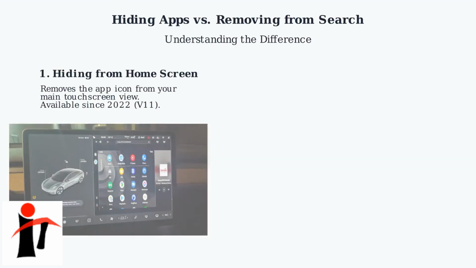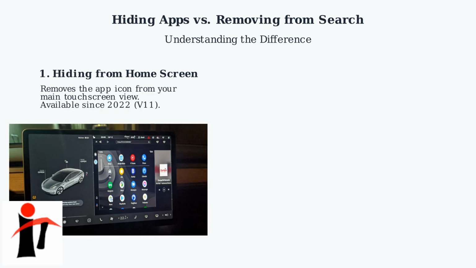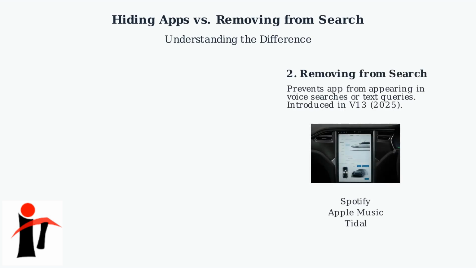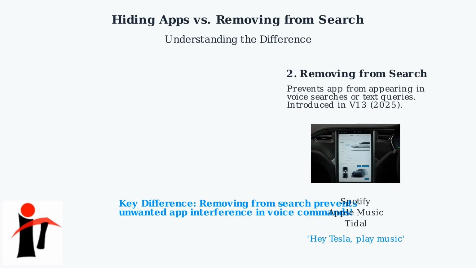There are two levels of removal in Tesla's infotainment system. Hiding an app from the home screen, available since 2022, simply removes the icon from your main touchscreen view. This reduces visual clutter, but the app can still appear in searches. Removing it from search, introduced in the V13 software update, prevents the app from appearing in voice searches like "Hey Tesla, play music," or text-based queries. This is the key to truly decluttering your Tesla's infotainment system.